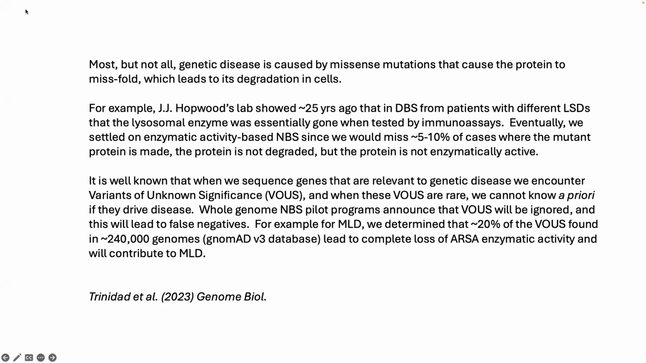The newborn screening pilot programs that will be doing newborn sequencing first here announced that they will ignore VUs. They sort of have to. And this will lead to a large number of false negatives. This is a serious problem, but you could argue it's better to screen for a lot of diseases and catch some than to not screen for these diseases and catch none. But false negatives, we should try to reduce those to zero.